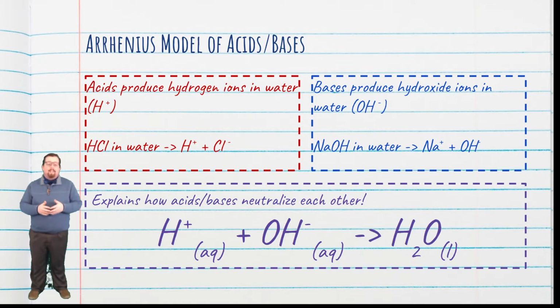One of the early definitions of acids and bases was the Arrhenius model. The Arrhenius model defines an acid as a substance that produces an H+ ion in water. For example, if you put hydrogen chloride, otherwise known as hydrochloric acid, in water, it'll dissociate into H+ and Cl-. For bases, the Arrhenius model defines them as producing hydroxide ions in water. For example, if you put sodium hydroxide in water, it'll dissociate into the Na+ ion and the OH- ion.